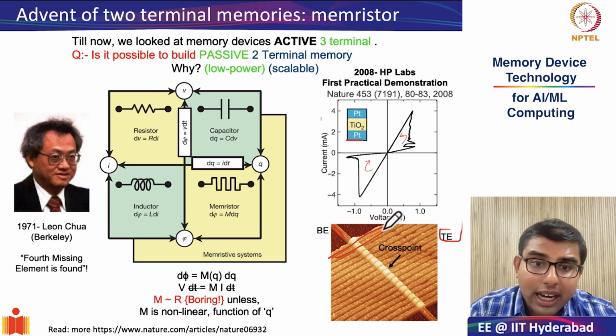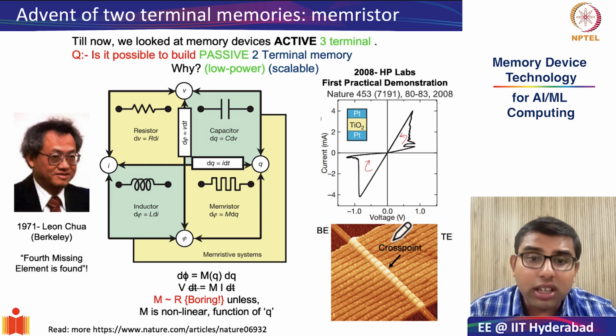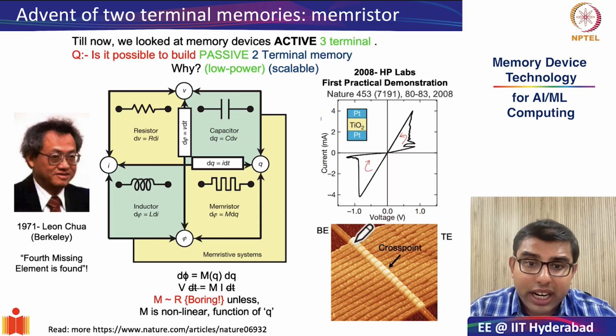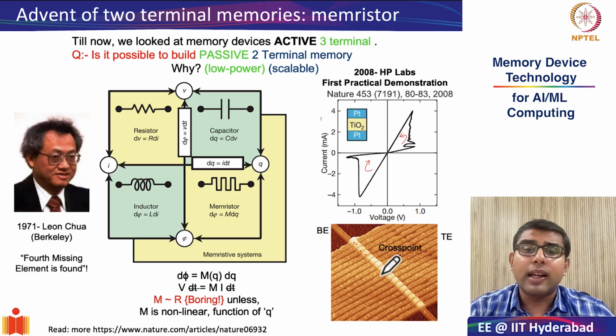These are your top electrodes of platinum. All are segregated from each other. And there are 17 such cross points. You can count. There are 17 such cross points which are embedded in a very small area.